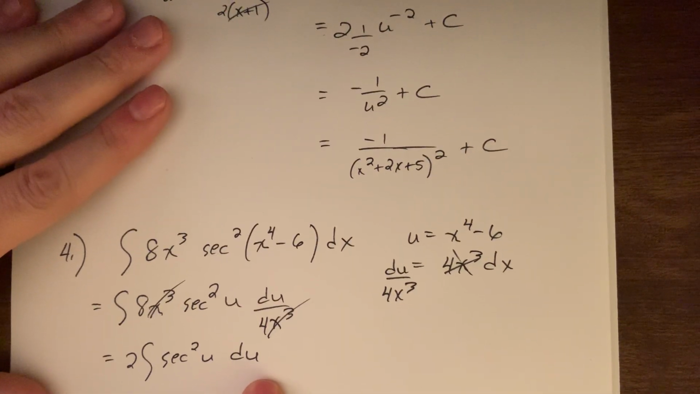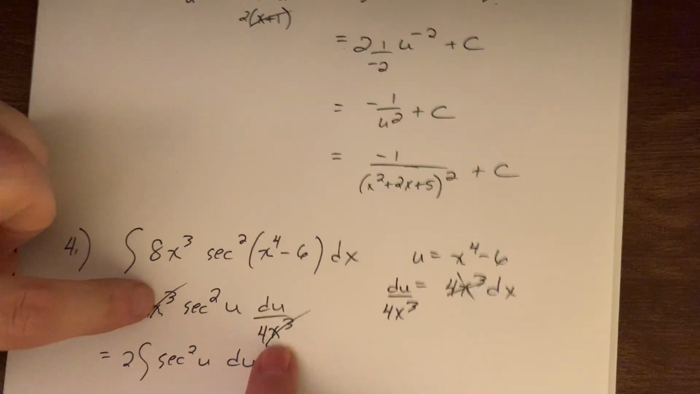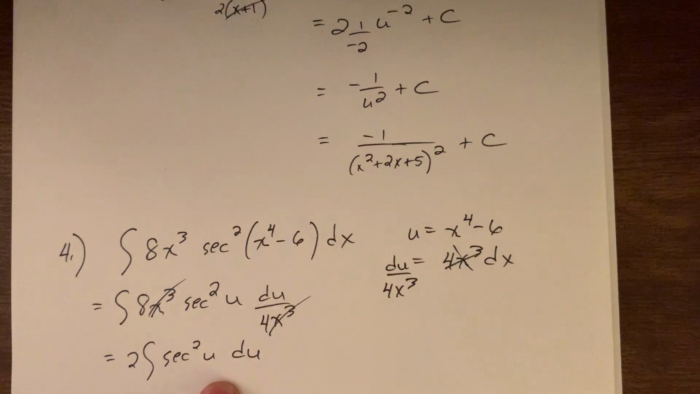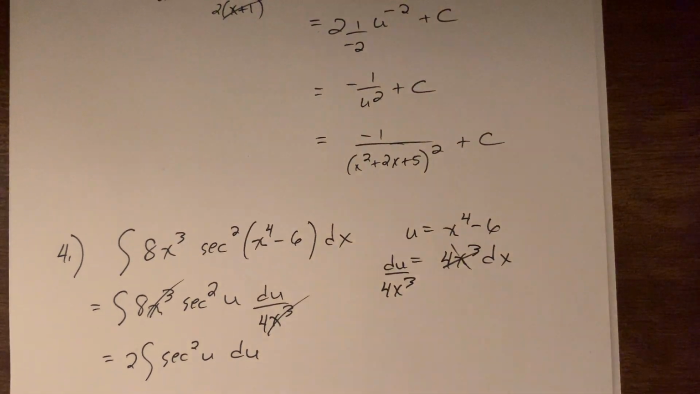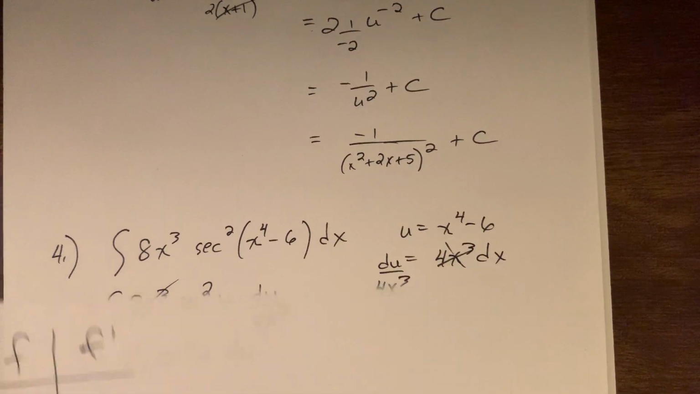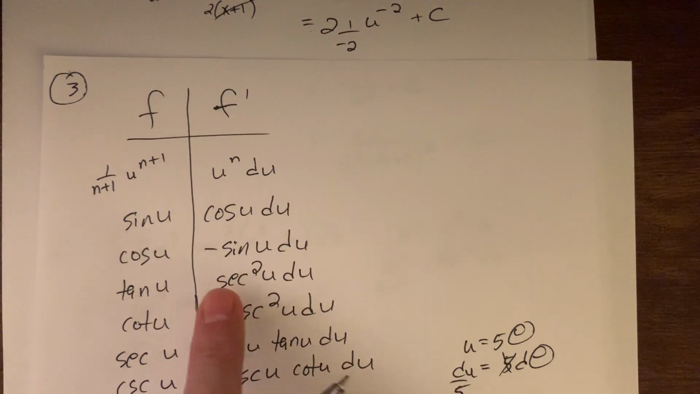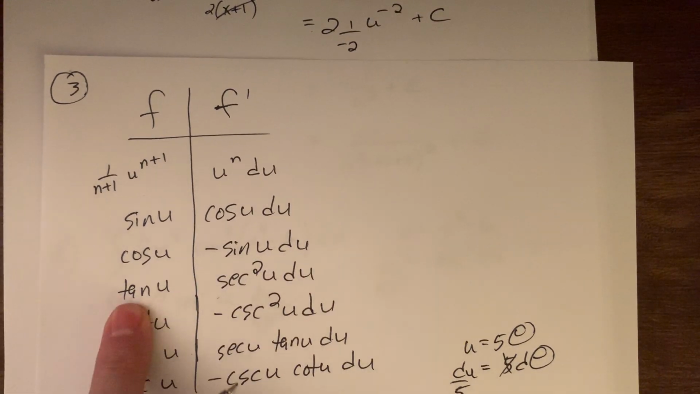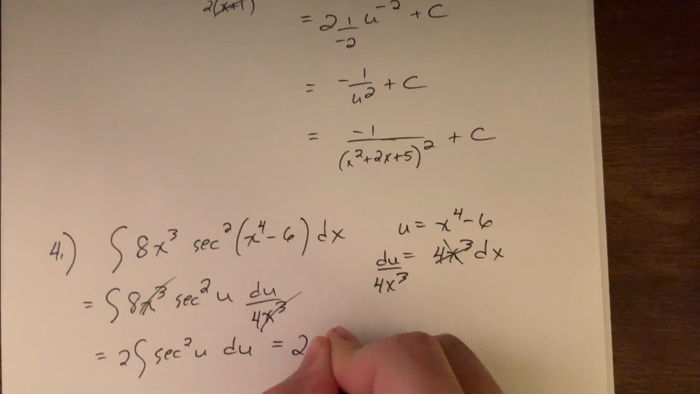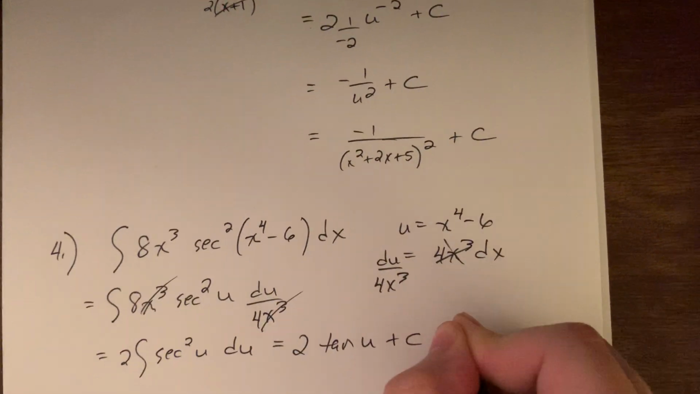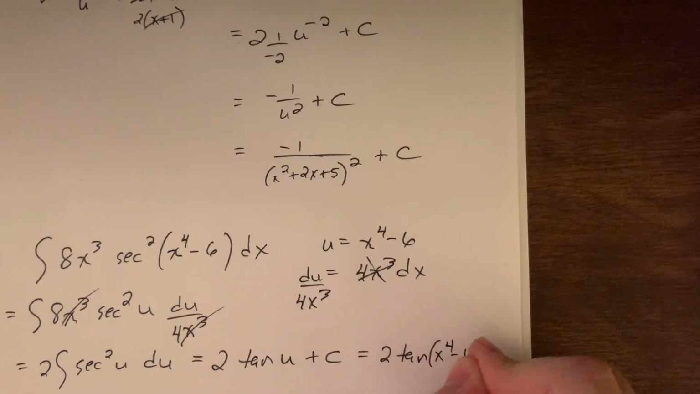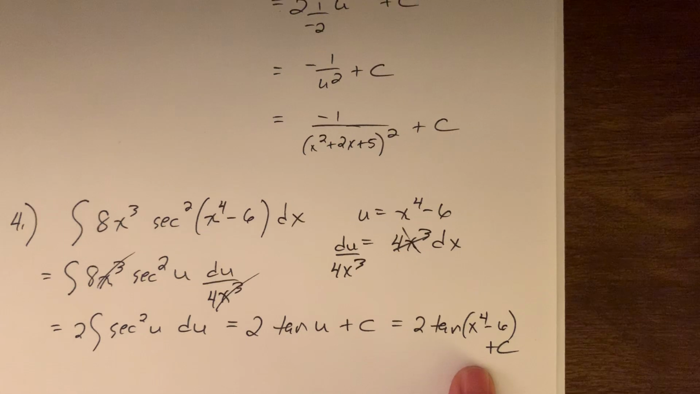But that should be a very good feeling, seeing not just some x's simplifying, but all of them being gone. Now that still may look a little complicated, but again, it's right on our chart. And not only the secant squared, I've got the du there as well. So the antiderivative of secant squared du takes me to the left, and my answer is, well, don't forget the 2 is still there. 2 tan u plus c, and back subbing, 2 tan of x to the 4th minus 6 plus c.